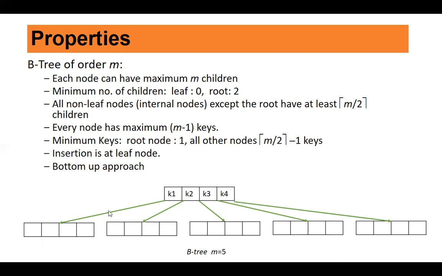Insertion is always at the leaf node. You never make an insertion in the root. And this tree uses a bottom-up approach. In all the trees we saw till now, like binary trees, binary search trees, AVL trees, red black trees, all had a top-down approach of building up. You build the tree from root to leaves. Now here you are building the tree from leaf to root, so it uses a bottom-up approach.